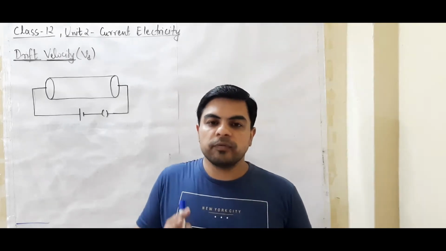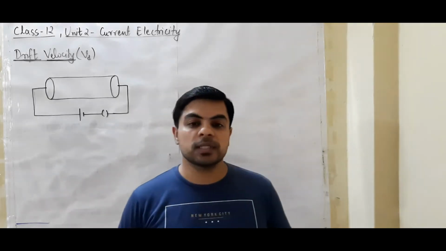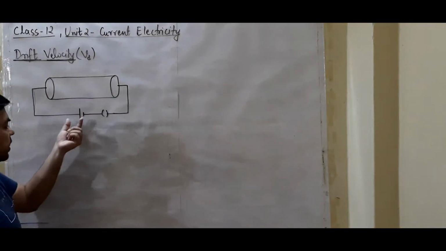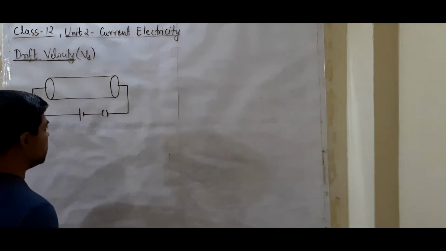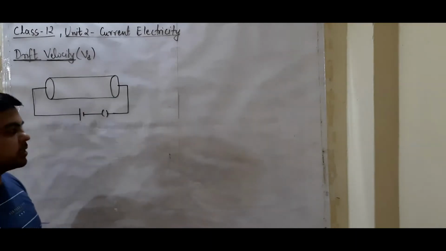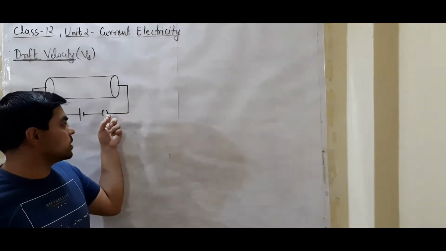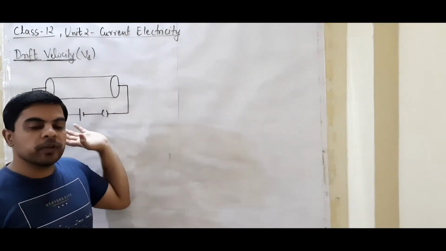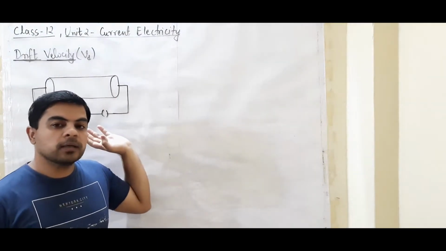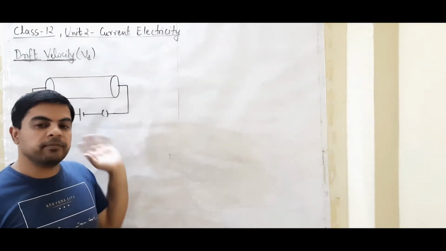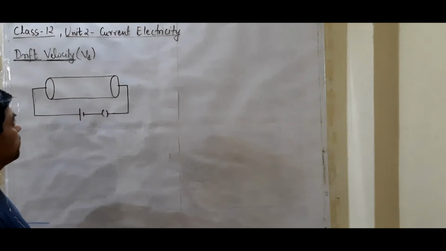So here also we have the same condition to discuss our topic drift velocity, in which we have a conductor connected with a cell with the help of a key. Whenever electric current is required in the circuit, we close the circuit by closing this key and current starts moving. But how the electrons are moving, with which velocity, we will discuss in the form of drift velocity.